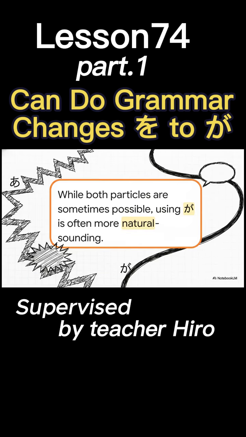And this is why it really matters for your fluency. I mean, sure, you could probably still use o and people would get what you mean, but switching to ga is what makes you sound really smooth, really natural. It's one of those little details that really separates the beginners from the more advanced speakers.